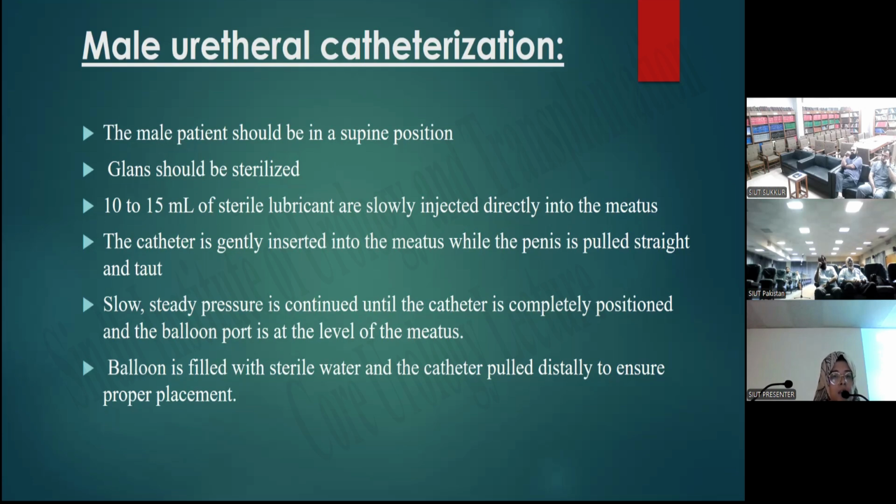The catheter is then gently passed into the meatus while the penis is pulled straight and taut. Slow steady pressure is continued until the catheter is completely positioned and the balloon port is at the level of the meatus. The balloon is then filled with sterile water and the catheter is pulled distally for proper placement. The balloon shouldn't be inflated until the catheter reaches the meatus, even if you see the return of urine before that.